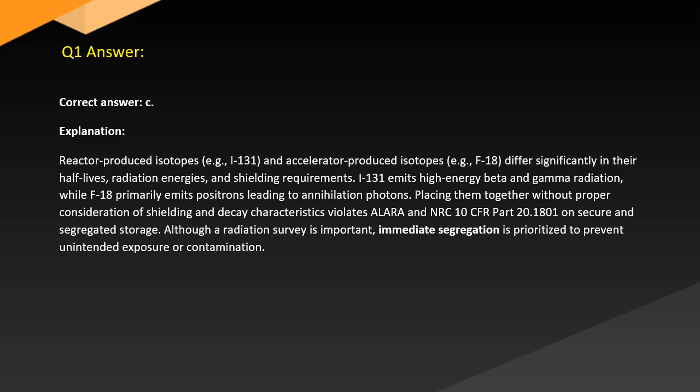Answer. Correct answer: C. Explanation. Reactor-produced isotopes, e.g. I-131, and accelerator-produced isotopes, e.g. F-18, differ significantly in their half-lives, radiation energies, and shielding requirements. I-131 emits high-energy beta and gamma radiation, while F-18 primarily emits positrons leading to annihilation photons. Placing them together without proper consideration of shielding and decay characteristics violates ALARA and NRC 10 CFR Part 20.1801 on secure and segregated storage. Although a radiation survey is important, immediate segregation is prioritized to prevent unintended exposure or contamination.